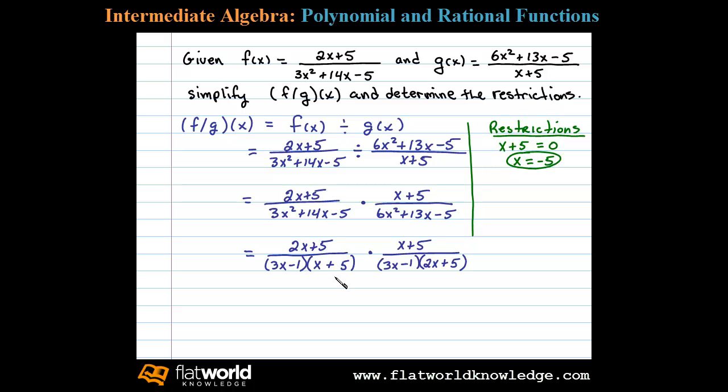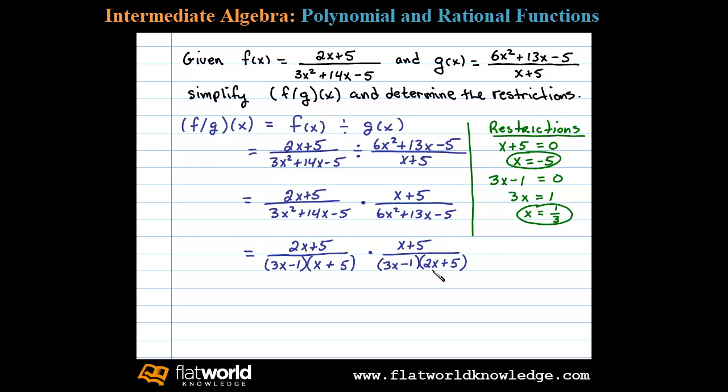And we can see that factor down here as well. Now, for this first algebraic fraction in its factored form, we can see the factor 3x minus 1 will be a problem if that's equal to 0. And so 3x equals 1 or x equals 1/3 is a restriction. Now we already have x equals negative 5. We already have x equals 1/3.